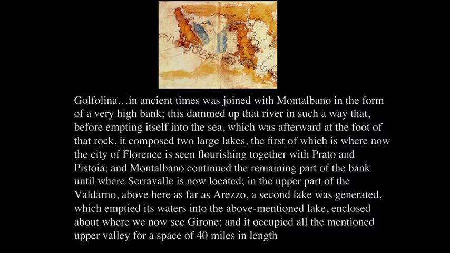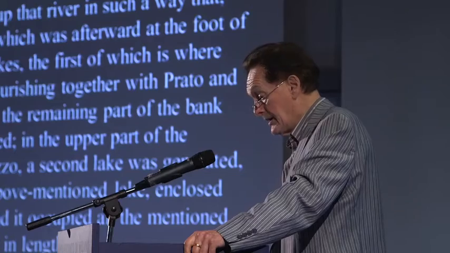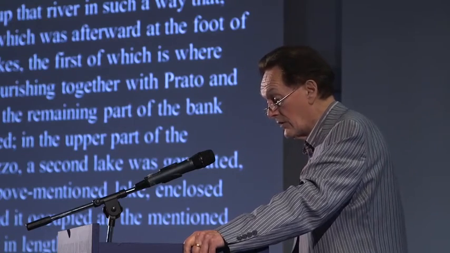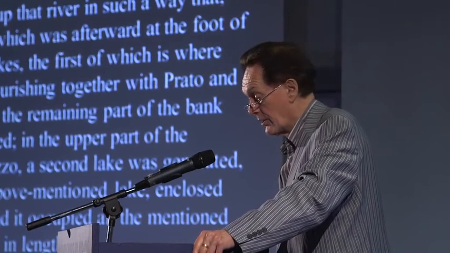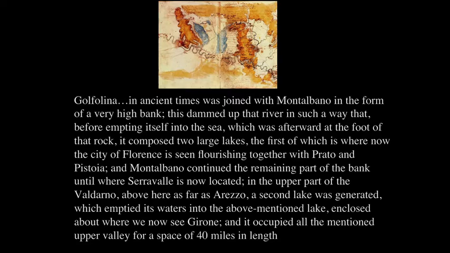Golfolina in ancient times was joined with Montalbano in the form of a very high bank. Golfolina is the great rock which you can still go and inspect. It no longer blocks the Arno. This dammed up that river in such a way that before emptying itself into the sea, which was afterward at the foot of that rock, it composed two large lakes, the first of which is where now the city of Florence is seen flourishing, together with Prato and Pistoia.